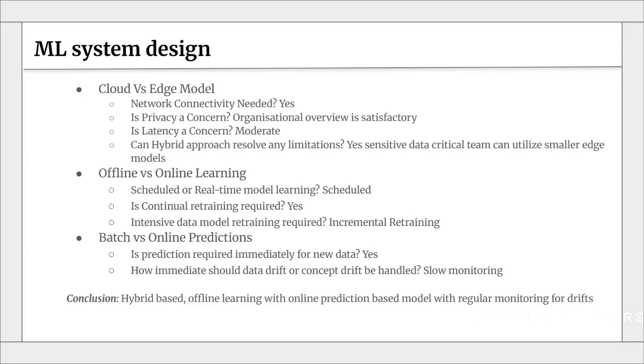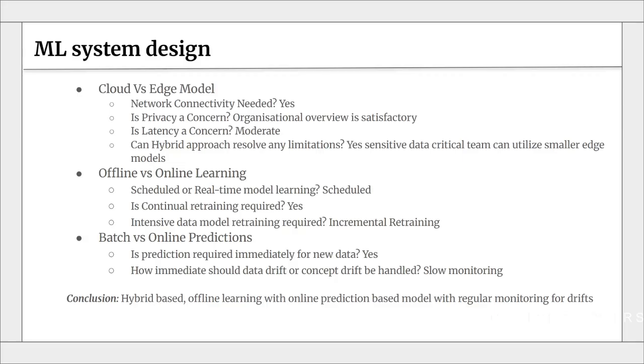Intensive data model retraining required? No. We just might need incremental changes to our present model. It might not need a complete or drastic change in the model unless a concept shift occurs much later. Batch versus online prediction: is prediction required immediately for new data? Yes. Every time I click on a button to create a new task, I need the prediction to come up.